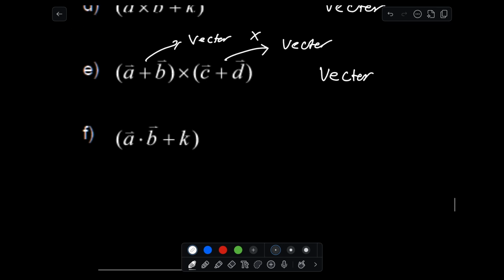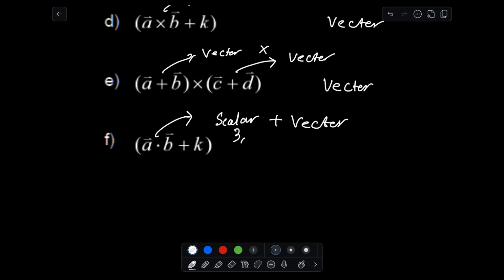And then for example F, we do A dot B, which is going to get us, because there's going to be multiplication before addition, a scalar plus a vector. You can't add them. They're different things, right? Because a scalar only gives you a value, like 3, pi, or e. A vector is giving you a direction of sorts. So you can't add those two together, so this also doesn't work.